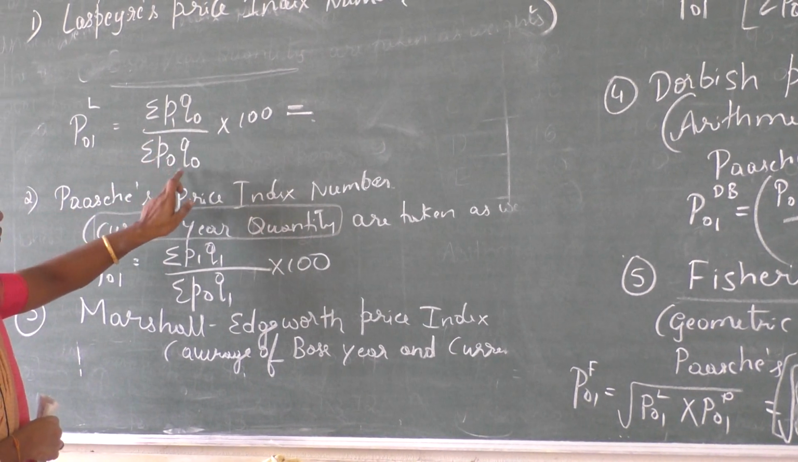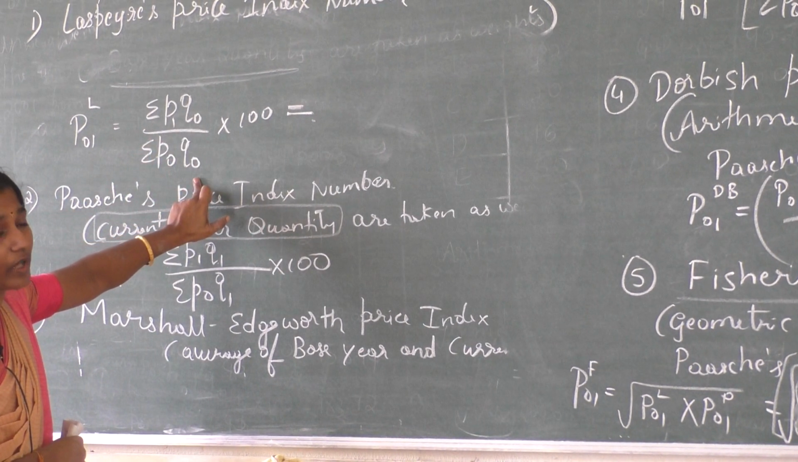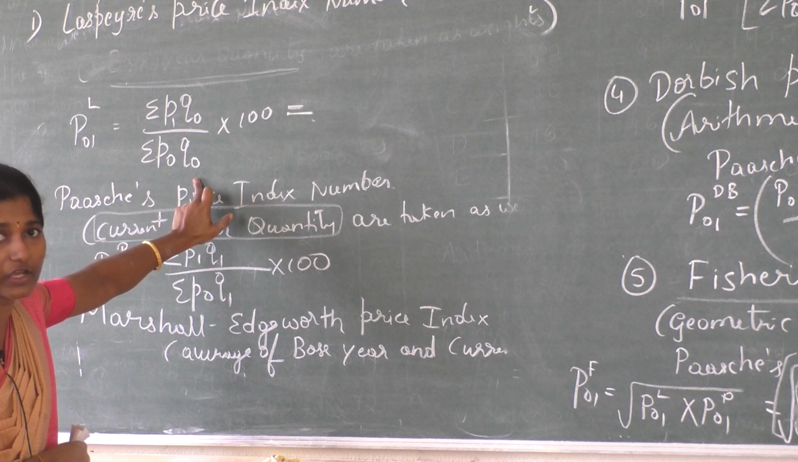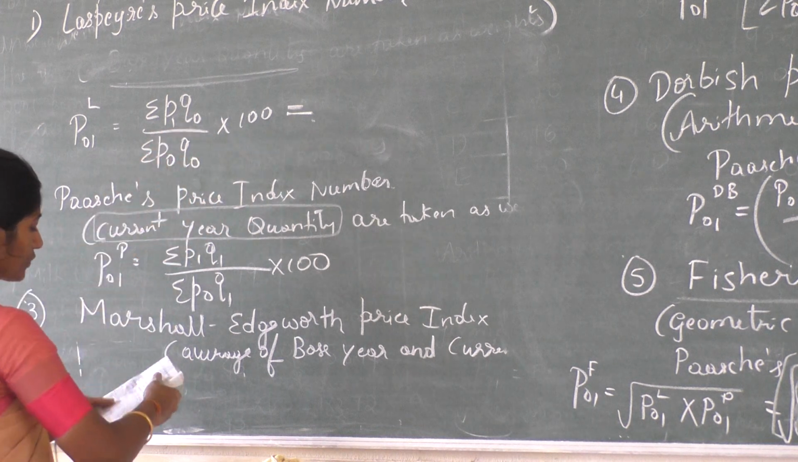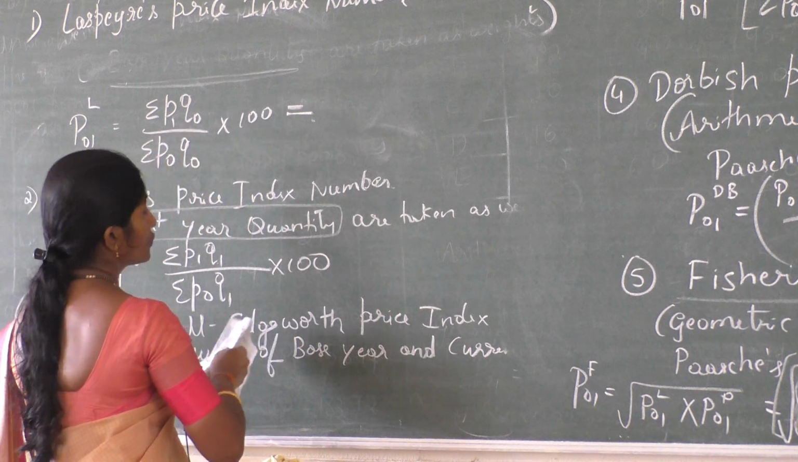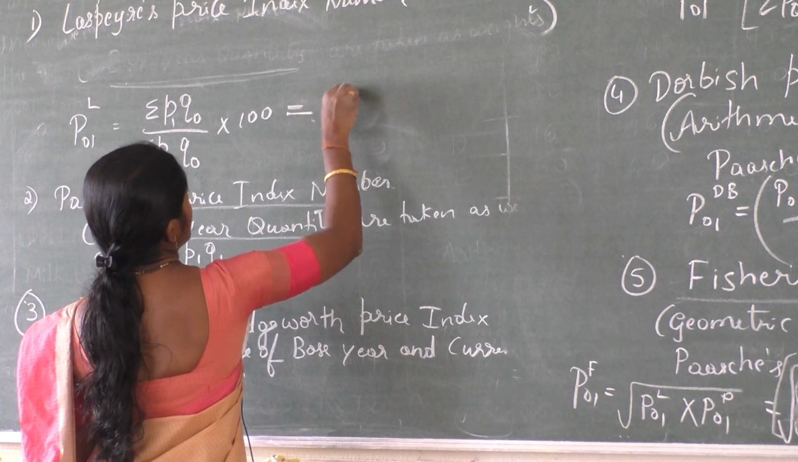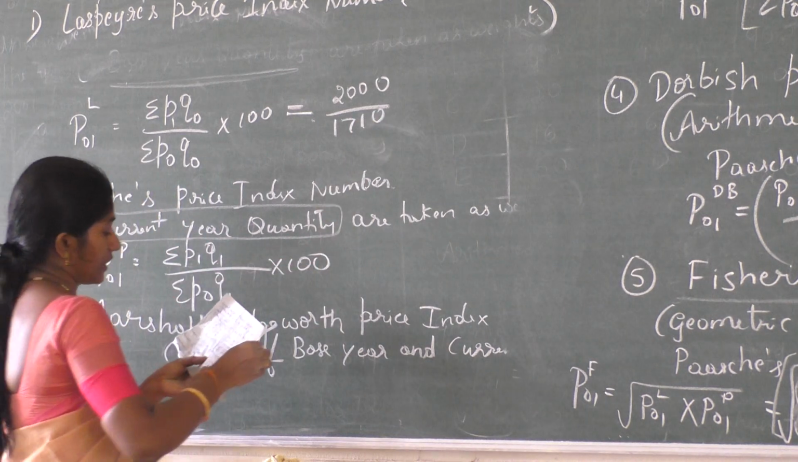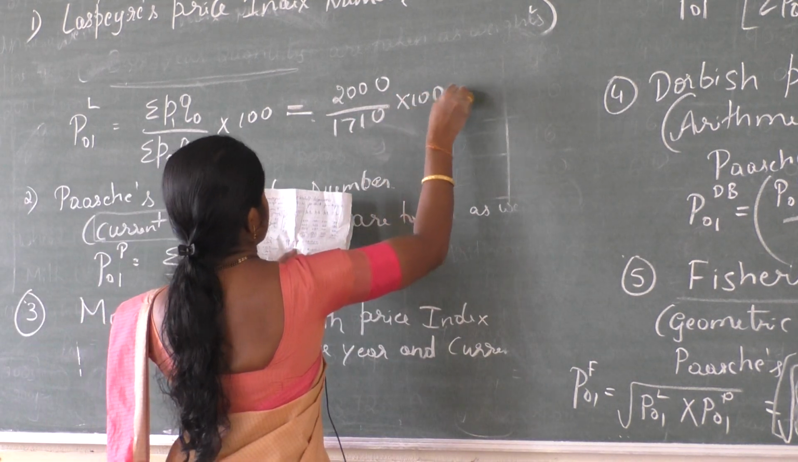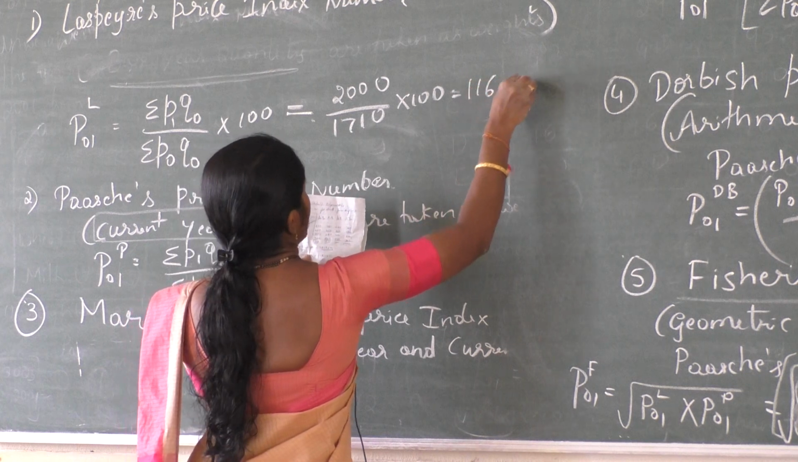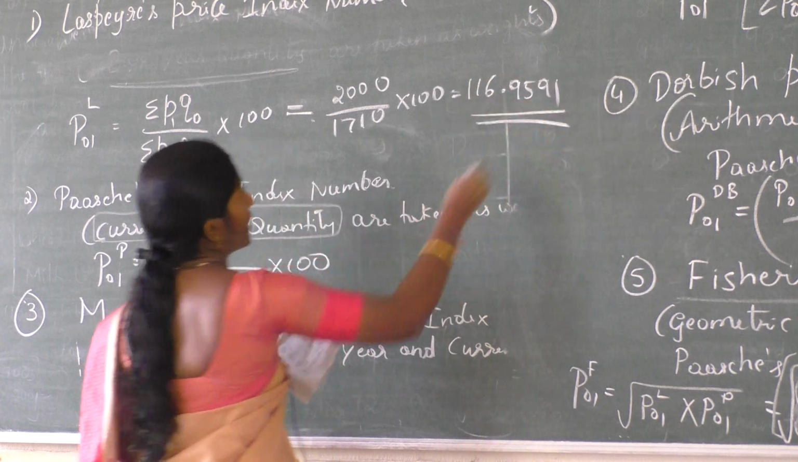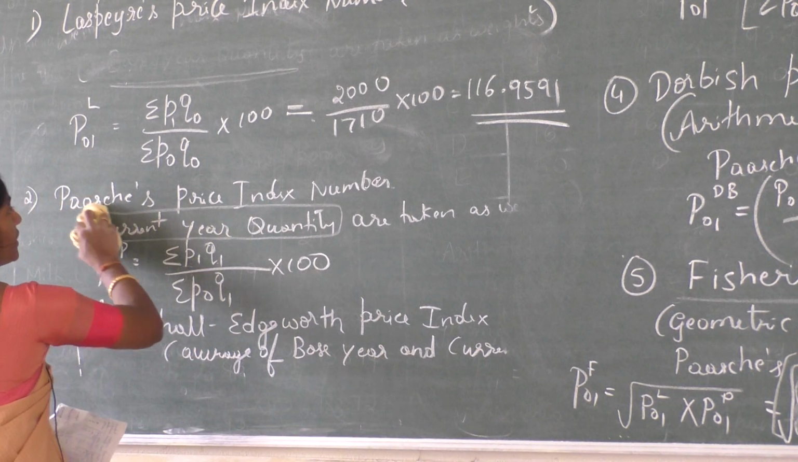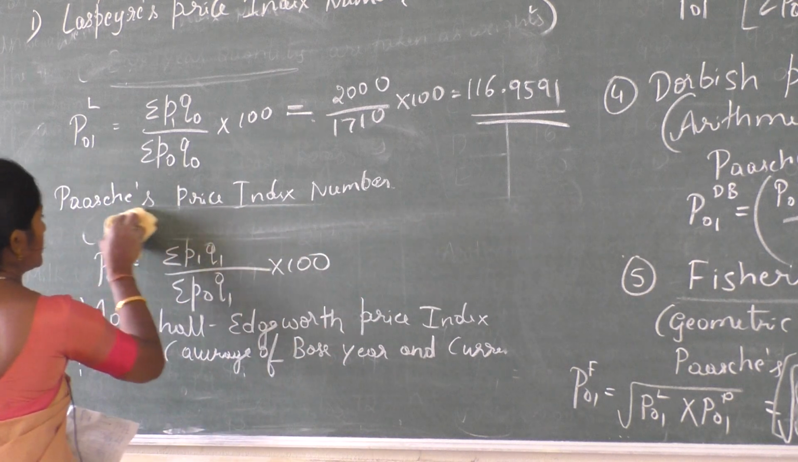The formula is P1 Q0 by P0 Q0 into 100. In the problem, we have to write the values we got. P1 Q0, we got the answer 2000. Divide by 1710, into 100. Our answer is 116.9591. Next, Paasche price index number.